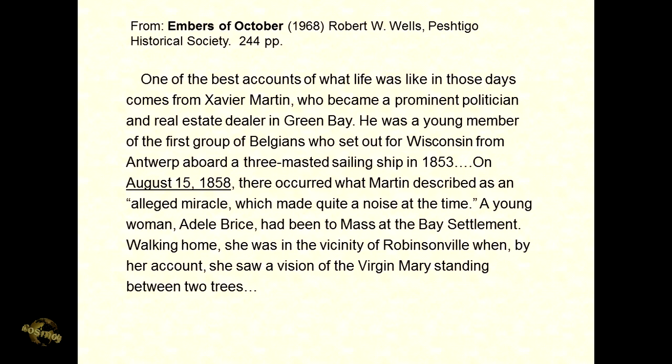There was an author by the name of Xavier Martin. He was a prominent politician and real estate dealer in Green Bay. He was a young member of the first group of Belgians who set out for Wisconsin from Antwerp aboard a three-masted sailing ship in 1853.